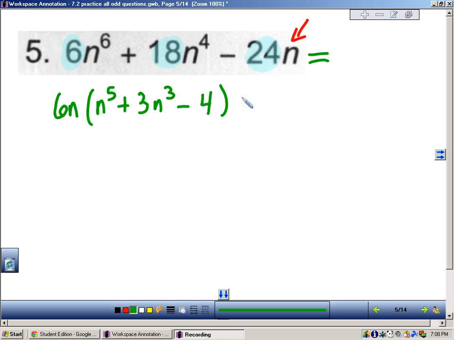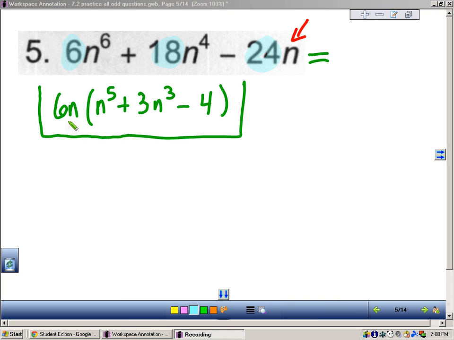So that's my answer. Again, if you're going to check this mentally, and I'll check this mentally just by verifying: 6n multiplied by n to the 5th is 6n to the 6th. 6n multiplied by 3n squared is 18n to the 4th. There it is. 6n multiplied by negative 4 is negative 24n. There it is. So it checks out.